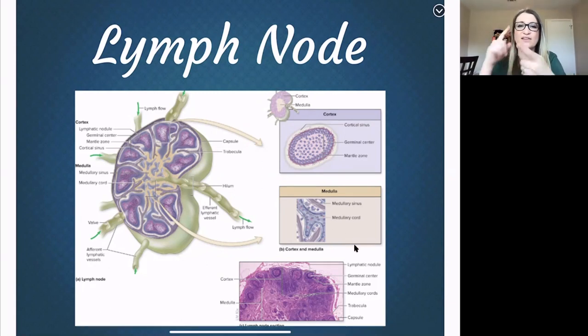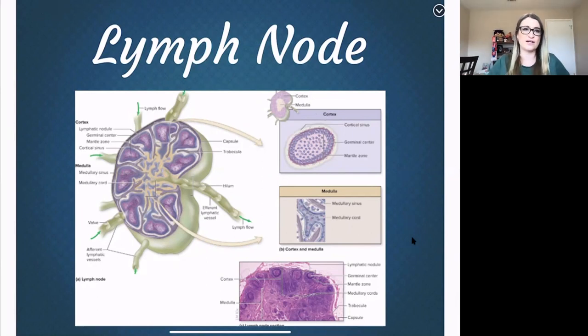And lymphatic nodules are going to include your tonsils, your MALT, which is mucosa-associated lymphatic tissue, and also diffuse lymphatic nodules, just without a name. So we'll look at those in a little bit. But let's go ahead and begin with the lymph node.